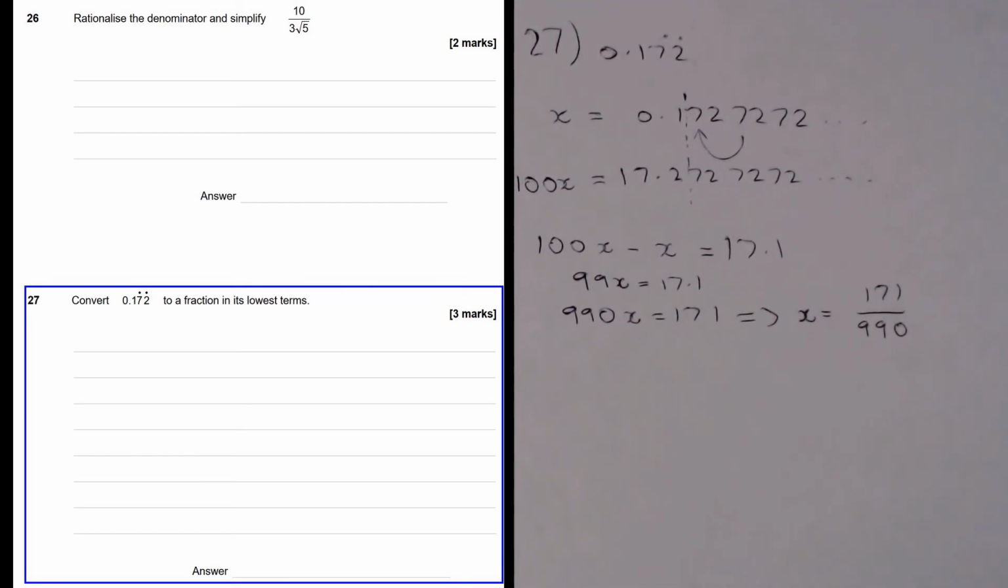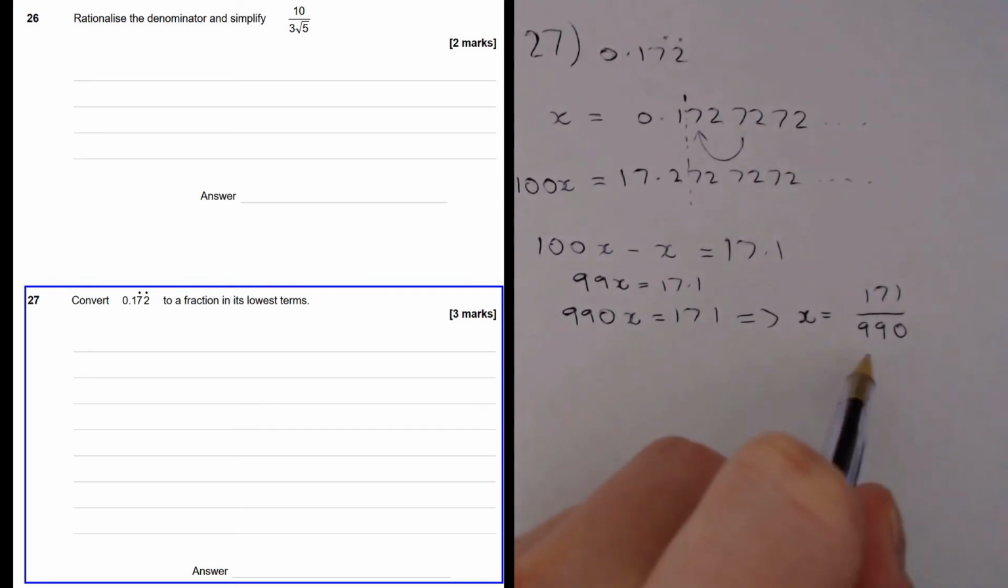However, we need to be careful. The question asks us to give it as a fraction in the lowest terms. So this would only get us 2 marks. What we need to do to get the final mark is to try and simplify this fraction. How would I recommend we do that? Well, the numerator is quite tricky here, isn't it, to think of factors off the top of your head. So let's have a look at just splitting down the denominator.